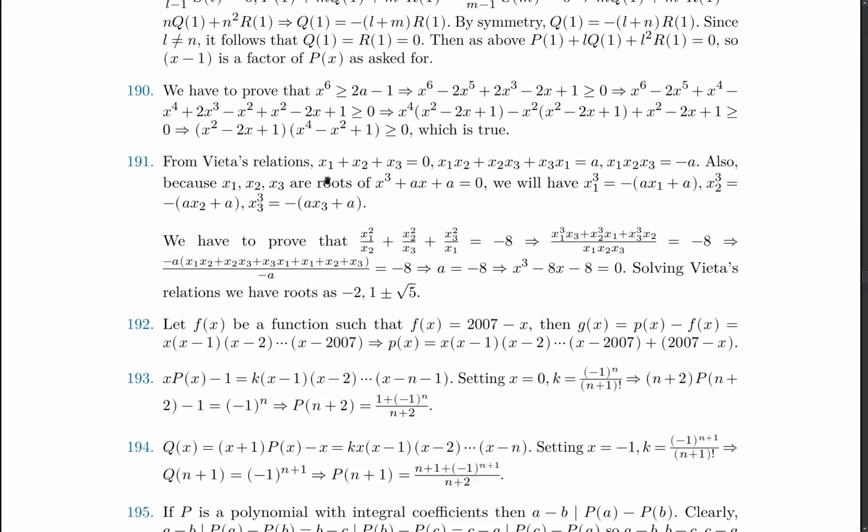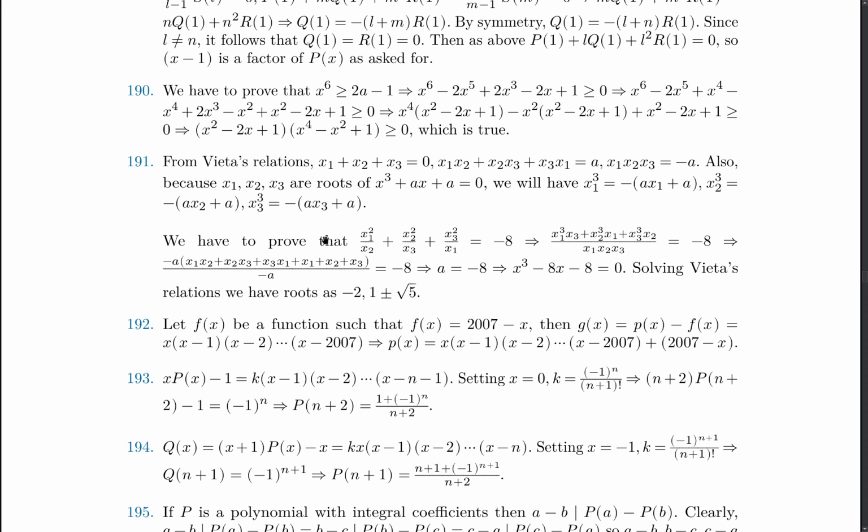So we go to question 191. We have Vieta's formulas. So we plug in the roots: x1 plus x2 plus x3 is equal to 0, x1x2 plus x2x3 plus x3x1 is equal to a, and x1x2x3 is equal to minus a. Also, because x1, x2, x3 are roots of this given equation, x cubed plus ax plus a is equal to 0, we will have x1 cube is equal to minus ax1 minus a, x2 cube is equal to minus ax2 minus a, and x3 cube is equal to minus ax3 minus a.